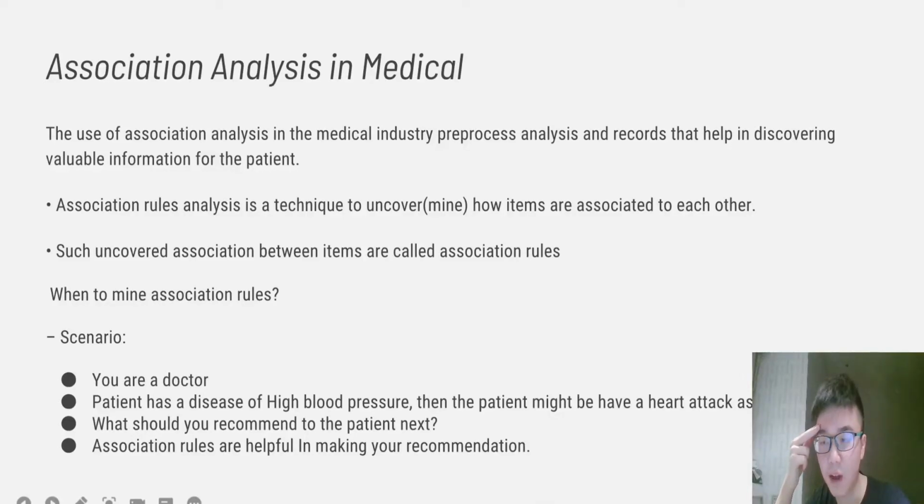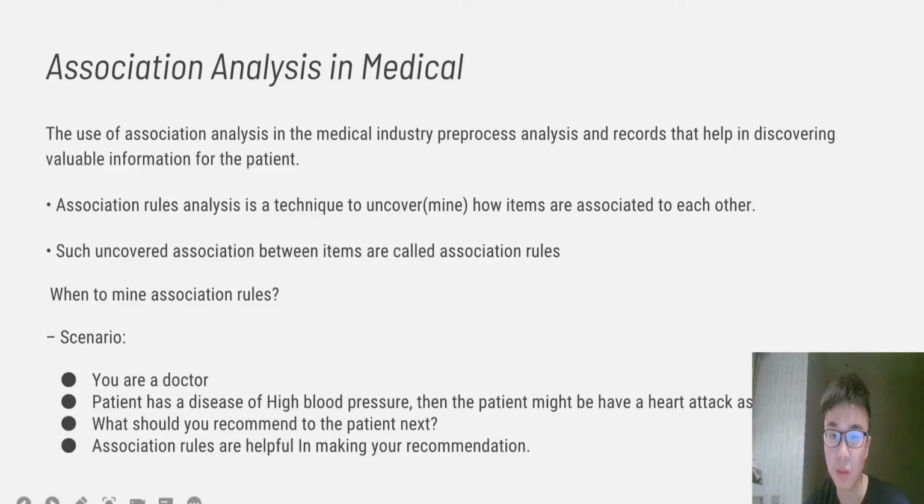Good evening. My name is Yang Yunfan and my metric number is 257231. So today I'm going to introduce association analysis in medical. The use of association analysis in the medical industry is to pre-process and analyze the records, which helps in discovering valuable information for the patient. Association rules analysis is a technique to uncover how items are associated to each other. Such uncovered associations between items are called association rules.